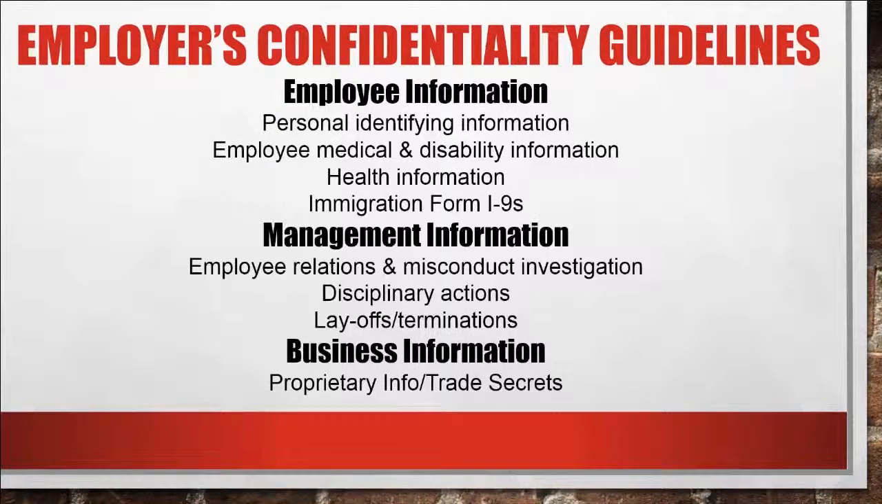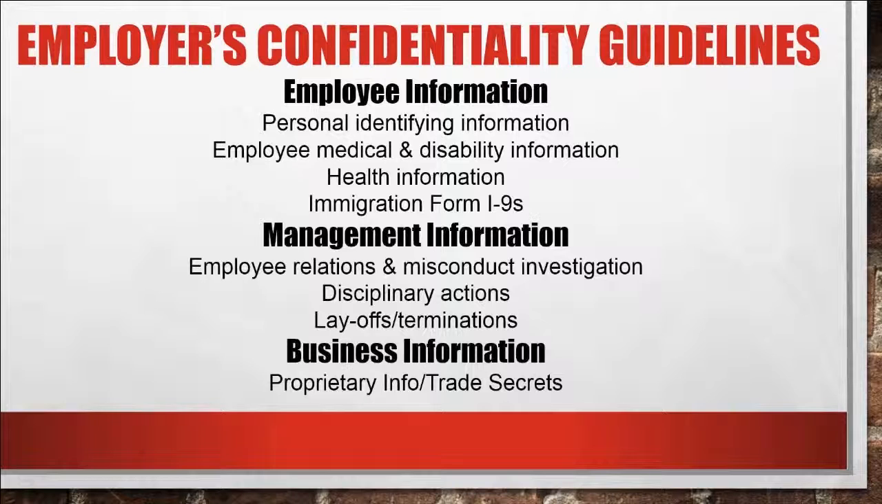There are three areas of confidentiality guidelines that we want to discuss. First, employee information. Employee information consists of personal identifying information, employee medical and disability information, health information, as well as immigration forms I-9s. The second area of guidelines includes management information. This information consists of employee relations and misconduct information, disciplinary actions, as well as layoffs, terminations, and reductions in force.